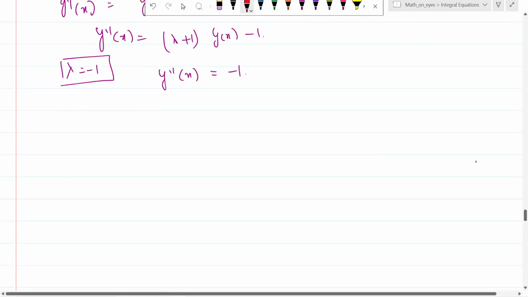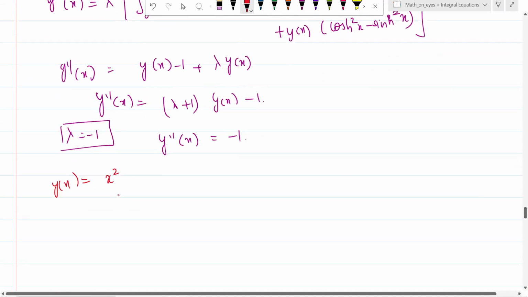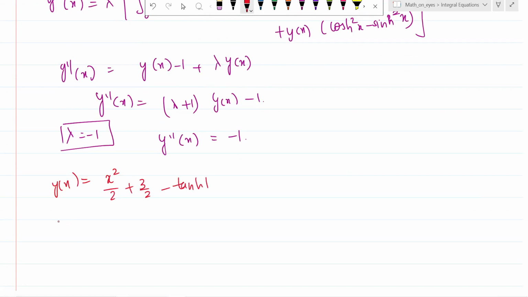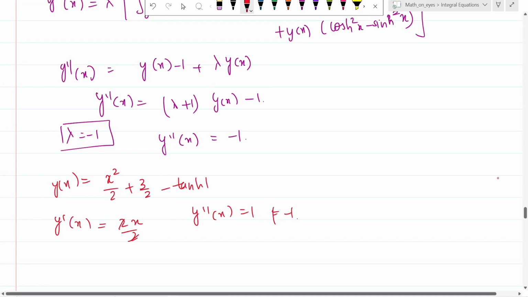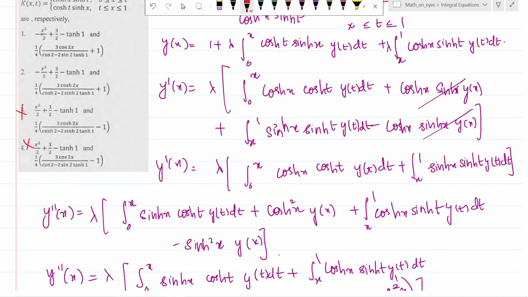So we have y of x equal to x squared by 2 plus 3 by 2 minus tan h1, right? So this y dash will give you 2x by 2 as it is. Y double dash of x is equal to 1 and it is not equal to minus 1. Therefore, the third and the fourth options are wrong. And you will find that either 1 or 2 is true.